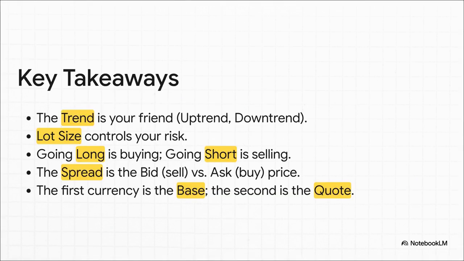So let's do a super quick recap. Number 1, the trend is the market's direction. Is it going up or down? 2, your lot size is how you control your risk. 3, going long means you're buying. Going short means you're selling. 4, the spread is the small cost of making a trade. And 5, in a currency pair, the first one is the base and the second one is the quote. That's it. That's your foundation.